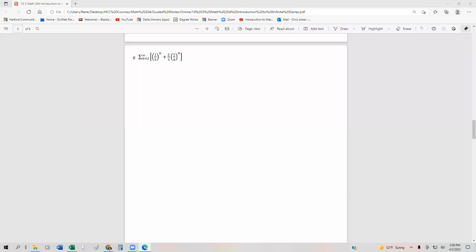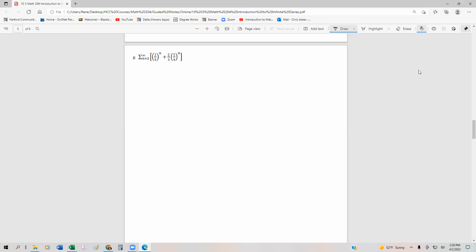One final example of a geometric series. We have the series n equals 2 to infinity, 1/5 to the n plus 2/3 times 1/4 to the n. And similar to the previous example, we're going to break this up into two separate series, see whether or not both series converge. And if they both converge, then we can go ahead and find the sum.